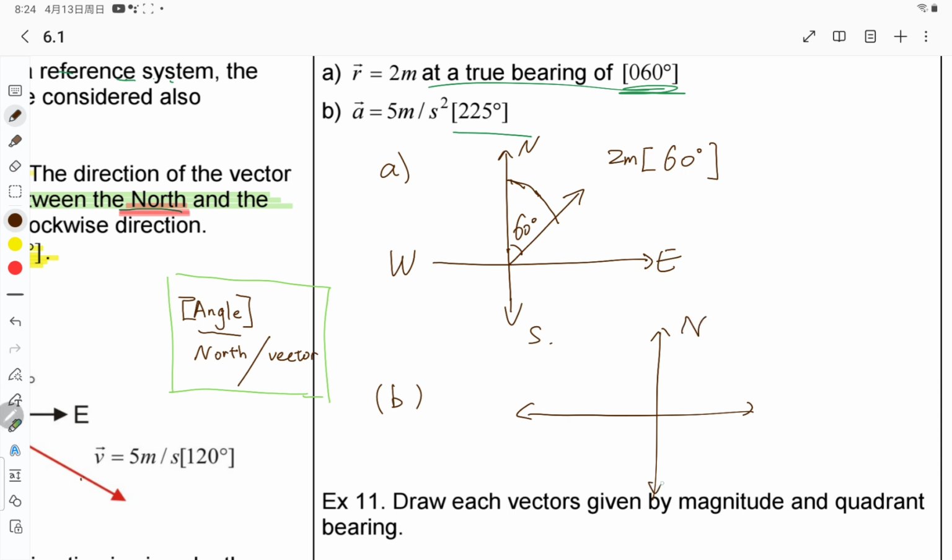So north, south, west, east, and then this is around like 2. So again, north is a reference, and then going down 25 degrees, and then 5 meter per second. Yeah, so it's not bad.